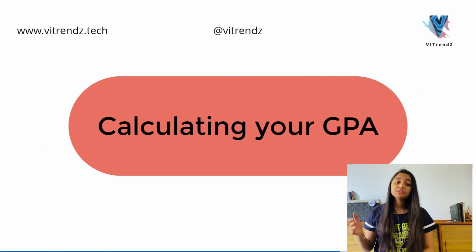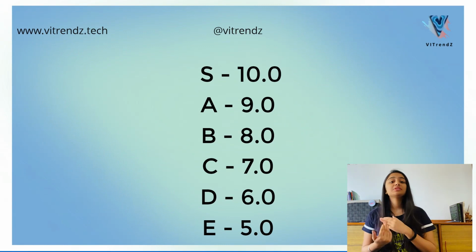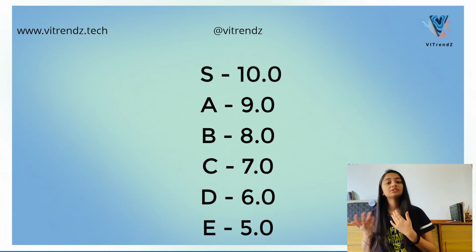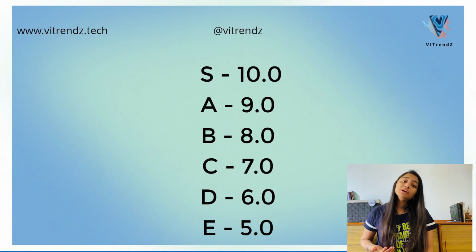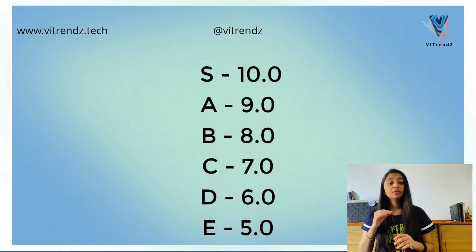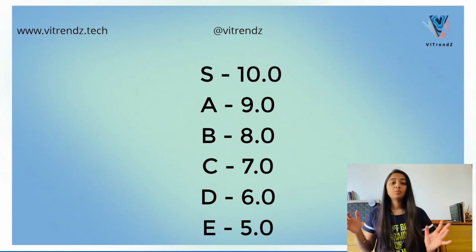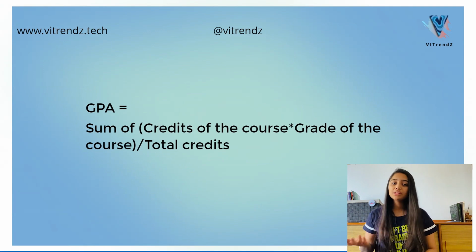The next big question that comes up, of course, is how do you calculate your GPA? On the grade point scale, every grade represents a point. S grade represents 10 points, A grade represents 9 points, B grade represents 8 points, and so on and so forth. F and N are considered fail grades. So what we do is take the number of credits that we get for a course, multiply it by the point that we've got for the grade, and do this for all the subjects. We add them up and then divide by the number of credits that we've taken for that semester.